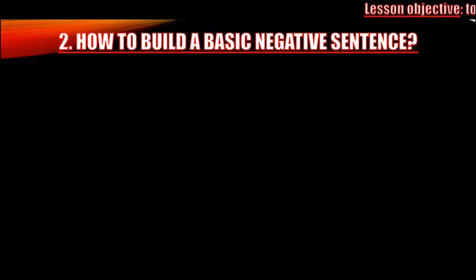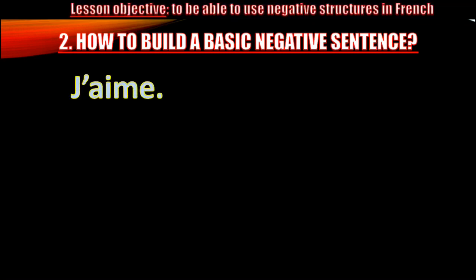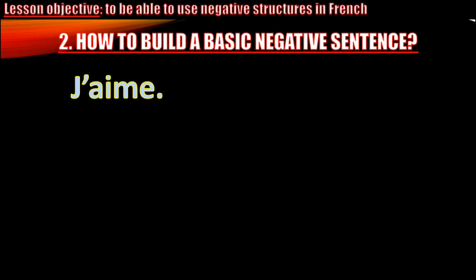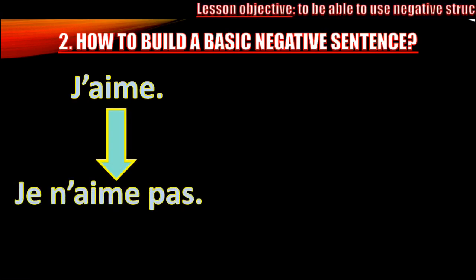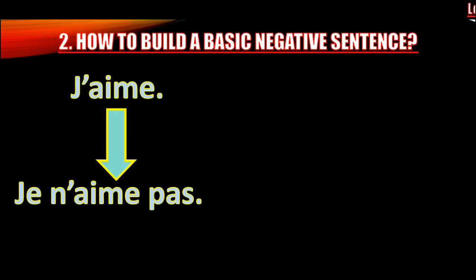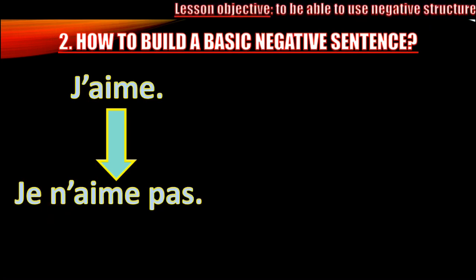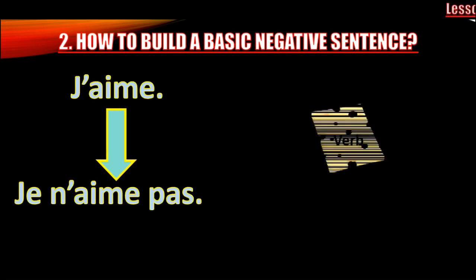If we start with building a basic negative sentence, looking at an example that we must know by now, j'aime, which as I'm sure you know means I like. And you should also know how to say I don't like, je n'aime pas. So very simply we can notice that the difference between I like and I don't like is that we have added ne and we have added pas, all of that around the verb.